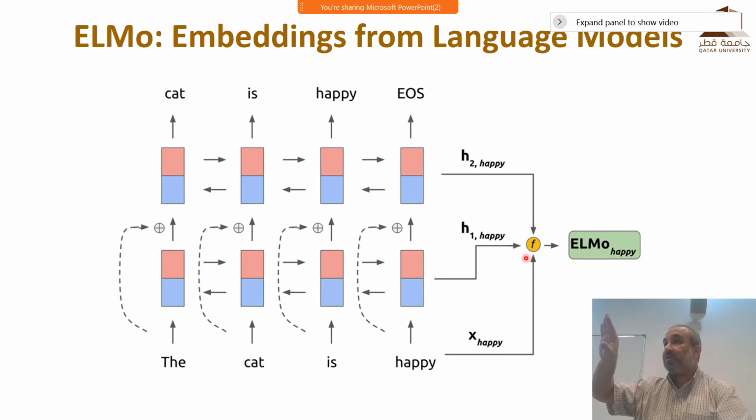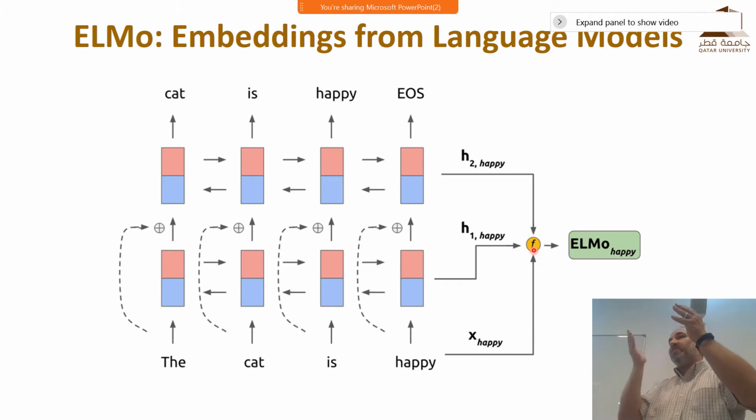After we train the network, then at inference time, when we want to get the embeddings for a new sentence, we input the sentence, and for each word, we get the hidden state from the first layer and the hidden state from the second layer. We combine it with the input embeddings with a specific function. You can assume for now that this is the sum function, just for simplicity. We'll add them together, and that will be the embeddings for every word.